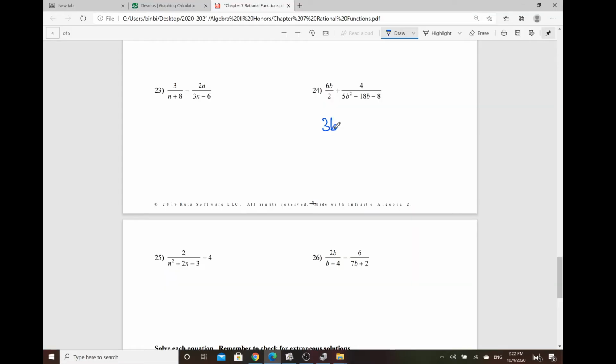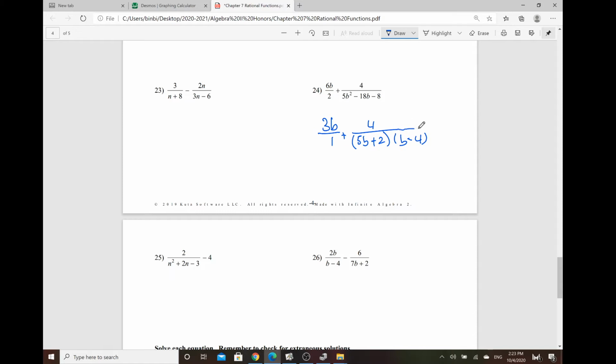Alright, consider 3b over 1. And then the other one here, so it's 4. For that trinomial, it looks like we can factor, so it's 5b squared. So that would be 5b and b. And then negative 8. So let's say that we can use negative 4 and 2. So negative 4 here, positive 2 here, because negative 20b plus 2b will give you negative 18b.